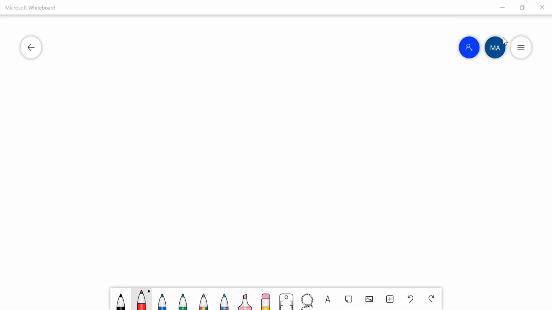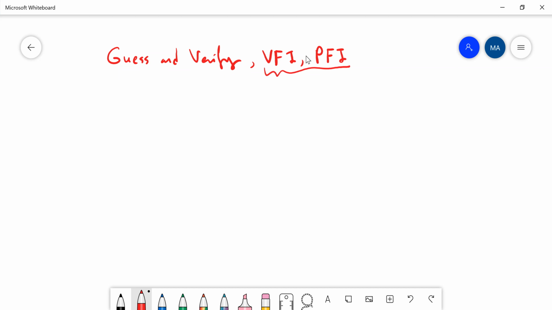So up to this point, we looked at guess and verify, right? Guess and verify. Then we looked at value function iteration, then policy function iteration. So these two specifically are projection based. Okay. Then there is also this thing called perturbation methods.